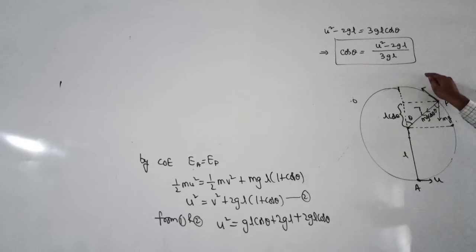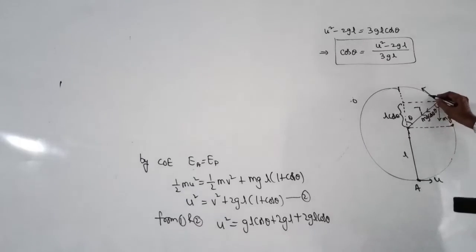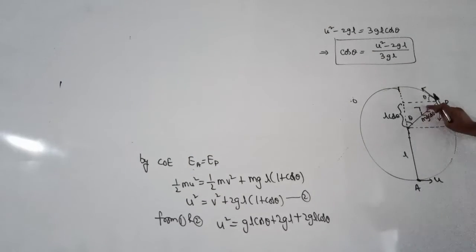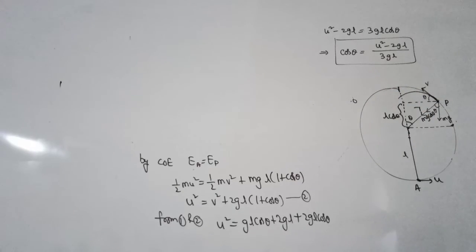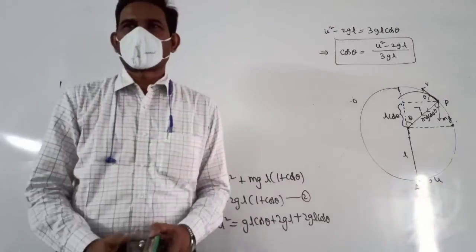If this angle is theta, then this is 90 minus theta, so that this angle will be theta. Here the velocity is v. Now it will follow a parabolic path like this. That is the projectile. So after this, if any calculation is required, you can apply the projectile principle from point P onwards.